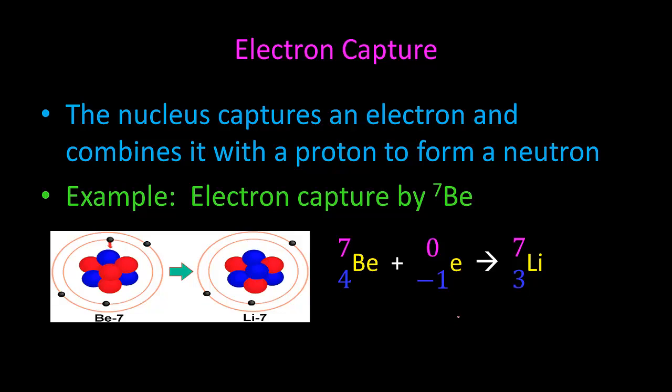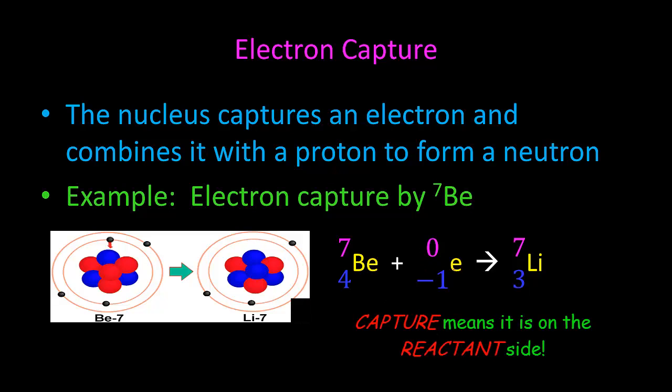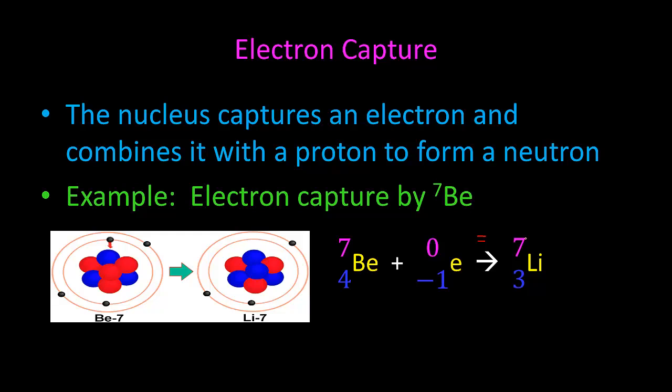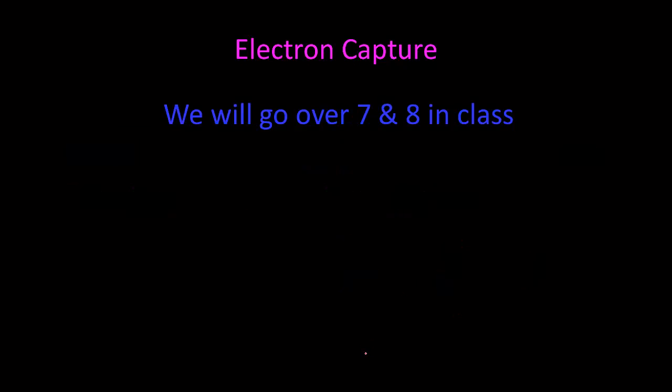Electron capture. This is when the nucleus captures an electron and it combines with a proton to form a neutron. So if it's capturing an electron, it will be on the reactant side. And so the mass numbers, you add them up and they have to be balanced on the reactant side and the product side. So beryllium-7 will combine with an electron, or capture an electron, and one of those protons of beryllium will turn into a neutron. So beryllium, 4 minus 1 has to equal 3, which makes a lithium atom or isotope. We'll go over number 7 and 8 in class.